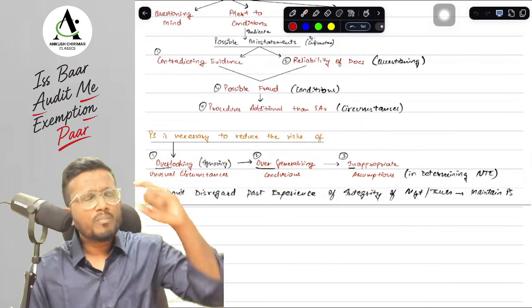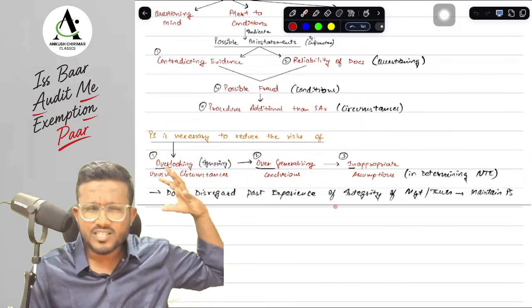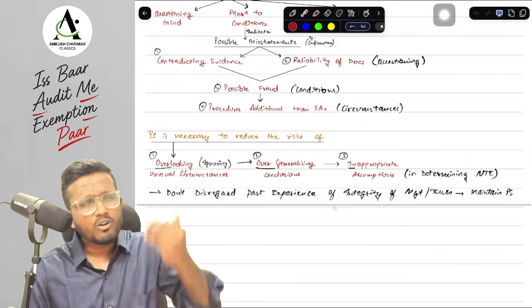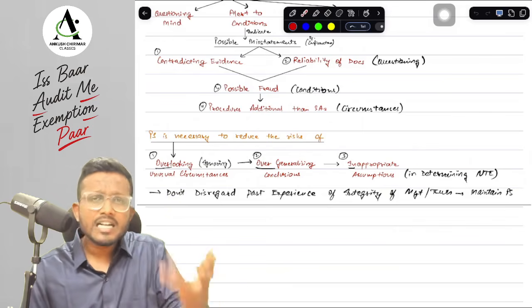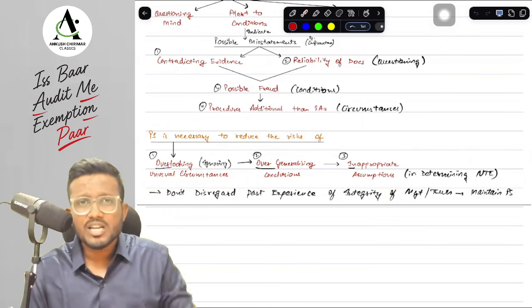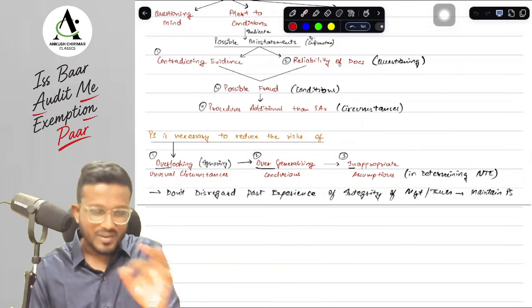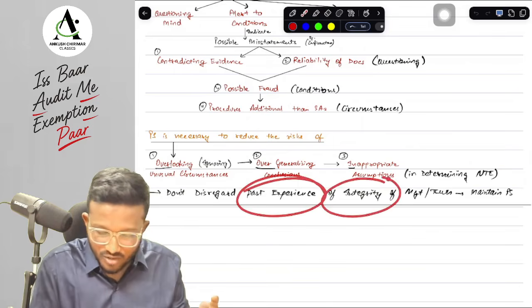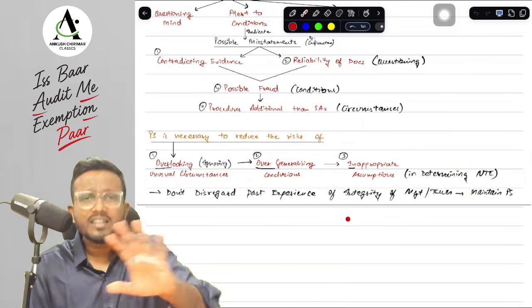Sir, you are saying that we need to maintain a questioning mind and question everything that is given by the management. Sir, I have been auditing this particular client for three years and the management is very honest, with integrity. So should I just ignore this and question everything? So ICAI is saying no, beta. If there is a past experience of integrity of management and TCWG, you should not disregard that experience.